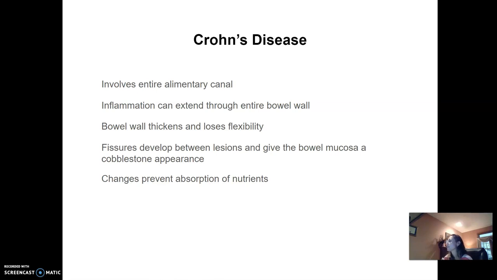The inflammation extends through the entire bowel wall. The bowel starts to thicken as it scars up. That scar tissue starts to form, so it loses flexibility. So you want the tissue to be real pliable and smooth and wet, and now it looks more like cobblestone. And that prevents absorption of nutrients. So this person's going to be very malnourished.